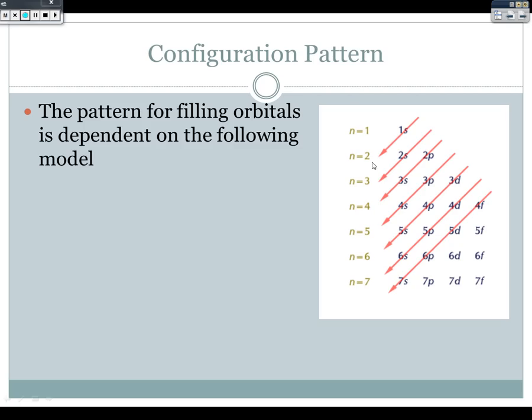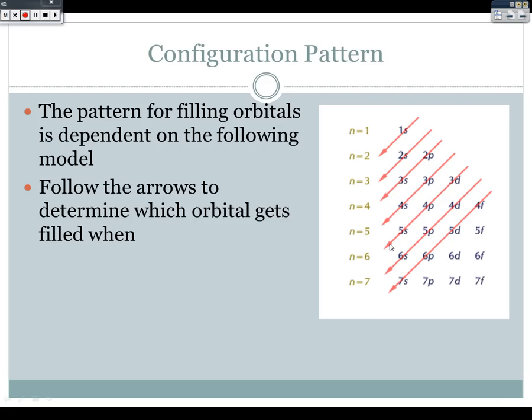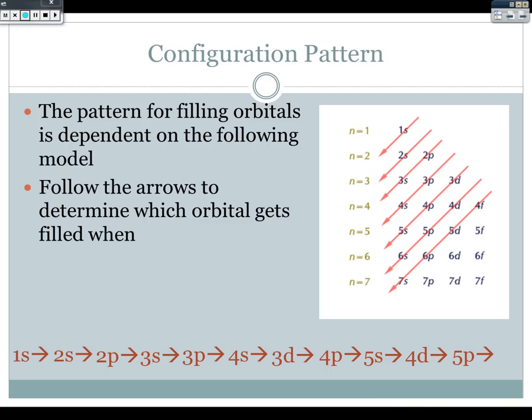So you'll notice it goes 1s, 2s, 2p, 3s, 3p, 4s, then 3d, 4p, 5s, and so on and so on. So I'm going to show that. You go from 1s to 2s to 2p to 3s to 3p to 4s to 3d to 4p to 5s to 4d to 5p to 6s. Okay, before you even reach the 4f.